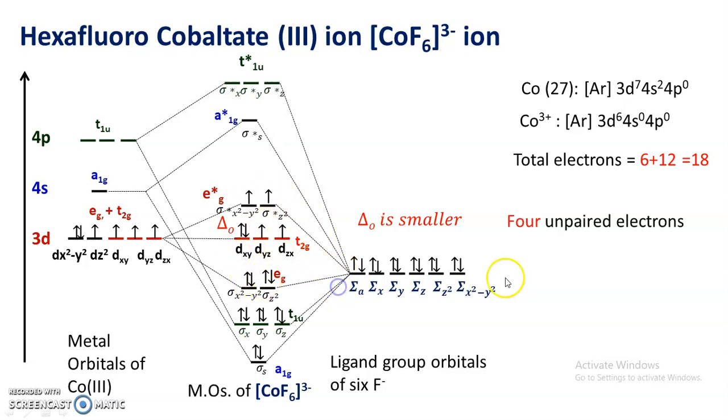Here the total number of unpaired electrons is 4, and the complex is a high spin complex or spin free complex, and it is strongly paramagnetic. Highlighting points about this complex: there are 18 electrons, 12 electrons are filled in bonding molecular orbitals, and 6 electrons are distributed in t2g and eg star orbitals. In this hexafluorocobaltate(3-) ion, delta O is less, which is attributed to a lesser extent of overlap between eg orbitals of the metal and the suitable ligand group orbitals. In this complex, 4 unpaired electrons are present and the complex is strongly paramagnetic. This is a high spin complex.